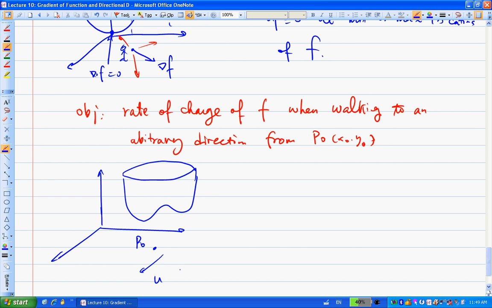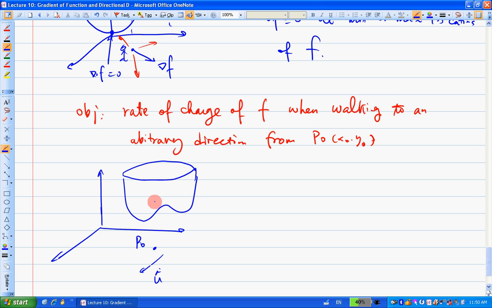Now remember, when we're talking about direction, if I use a vector to represent a direction, I just simply have to use what? A unit vector, right? So I use a u hat here to represent the unit vector, the direction of walking. In other words, there's going to be a slight change starting from P naught in this direction.